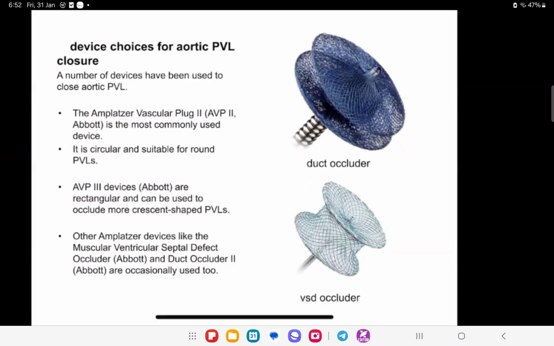Device closure choices for aortic paravalvular leak closures: a number of devices have been used to close paravalvular aortic leaks of aortic valves. 1. The Amplatzer Vascular Plug 2 is the most commonly used device. It is circular and suitable for round paravalvular leaks, whereas type 3 devices from Abbott are rectangular and can be used to occlude more crescentic shaped paravalvular leaks. Other Amplatzer devices like the muscular ventricular septal defect occluder from Abbott and the duct occluder 2 are occasionally used too.